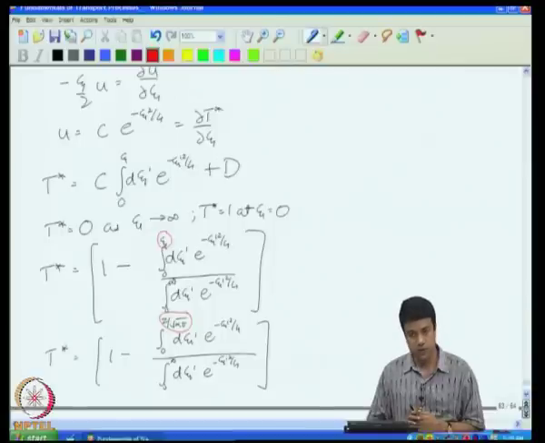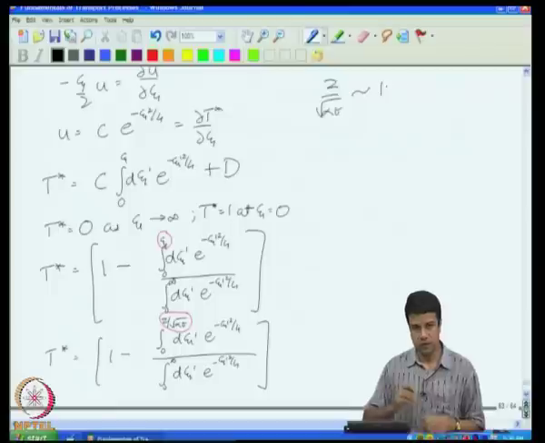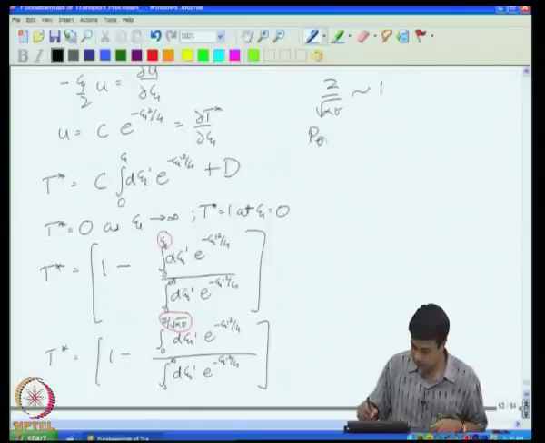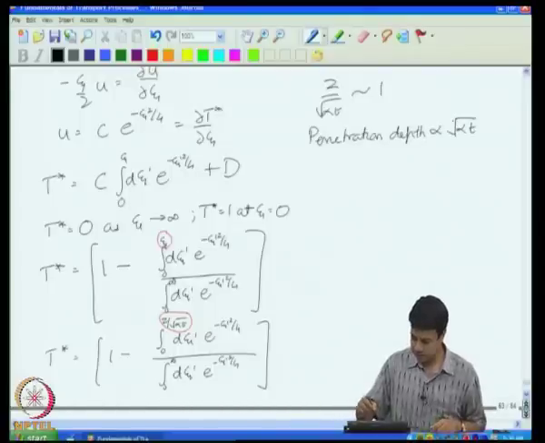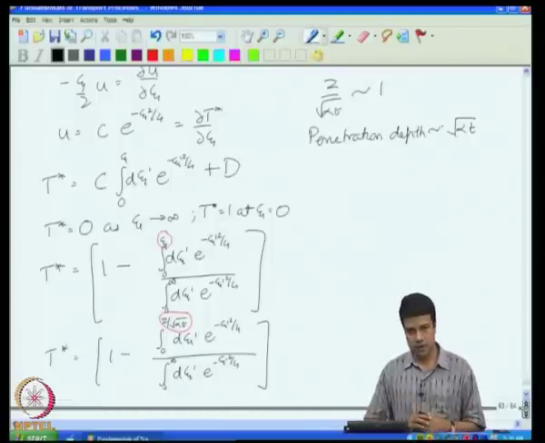And now, we are in a position to answer the question that we had originally asked: what is the penetration depth? Clearly, as z by root alpha t becomes larger and larger, in the limit as it goes to infinity, the temperature will go to 0. The temperature deviates significantly from 0 only when z by root alpha t is of order 1. If it becomes large, there is virtually no deviation from 0. Therefore, the penetration depth is proportional to square root of alpha times t. So, the penetration depth is increasing as square root of t as time increases.